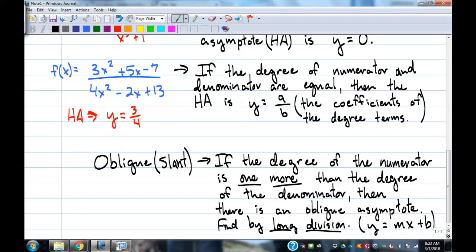Okay. Oblique asymptotes, slant asymptotes, only happen if the degree of the top is one more than the degree of the bottom. So an example of that would be x cubed plus 27 over x squared plus 9. This is an example of one that has an oblique. We know it has an oblique because the degree of the top is 3, the degree of the bottom is 2. Okay. Would oblique asymptotes and horizontal asymptotes ever occur at the same time?